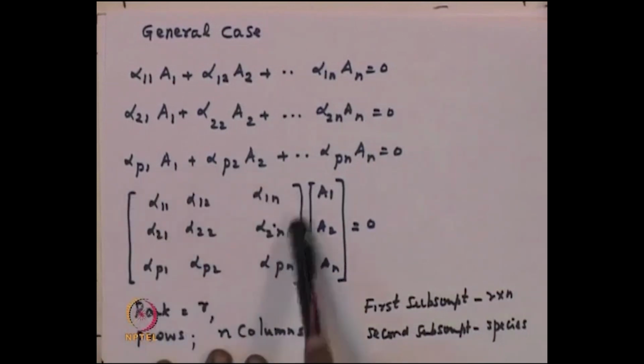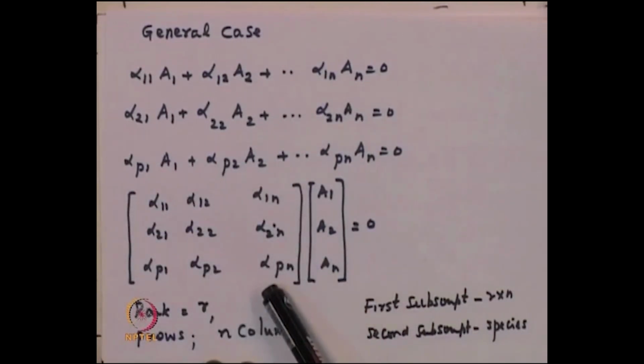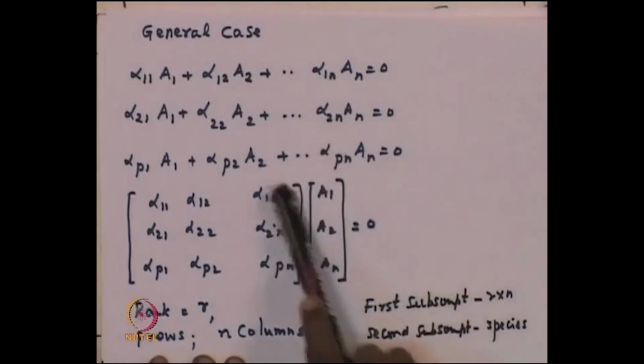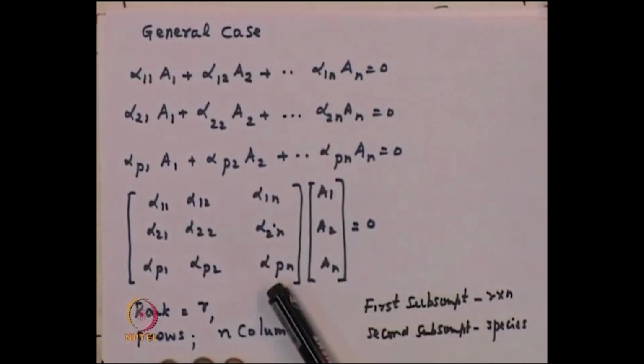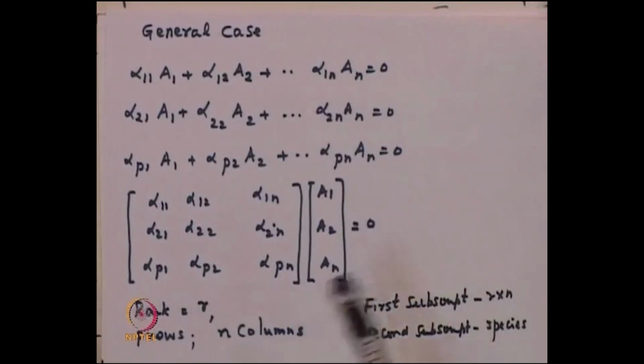So, this matrix is the stoichiometric matrix. This matrix determines what happens to these reactions. Therefore, the rank of this matrix will tell you how many reactions are independent. Okay. The rank will tell you how many of these reactions are. So, if the rank is R, what does it mean?